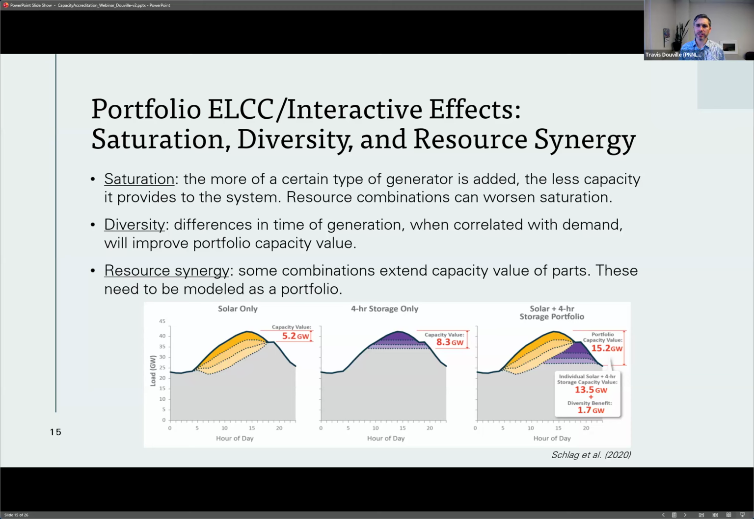If you consider just the capacity offering of each one of those things, they are significant in and of themselves. But if you consider them together, it's even better. The solar provides the energy that the battery needs at the time when the system most needs it. And that's how there's more capacity offered by the combination than by the individual components. The capacities of the solar and battery resources in this example sum to 13.5 gigawatts, but the interactive effect is worth an additional 1.7 gigawatts.